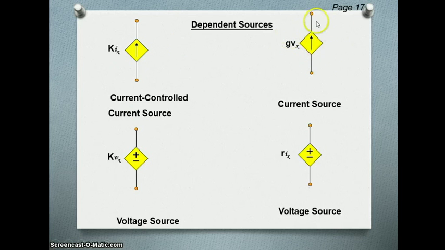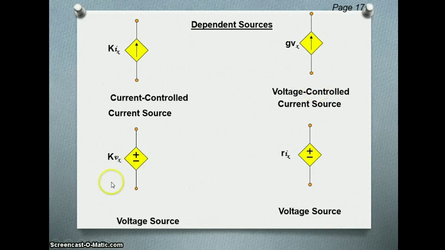Let us have a look at the second example. This is also a current source, but look at the expression given here, GVX, where G is a constant and Vx is some other voltage. So this is a current source, but it is controlled by another voltage. So this is called a voltage controlled current source. That means we have the dependent current sources. It can be a current controlled current source or a voltage controlled current source.